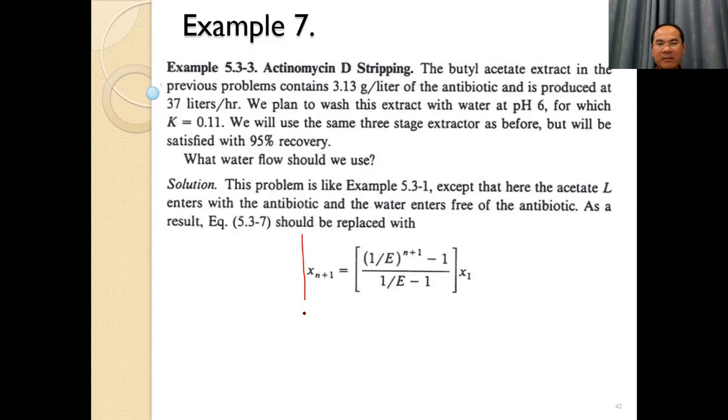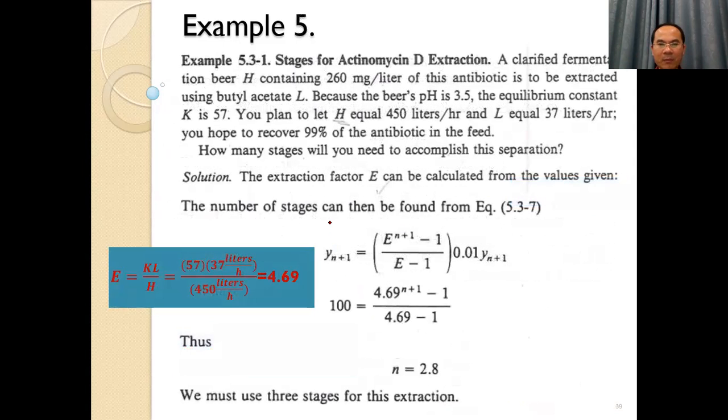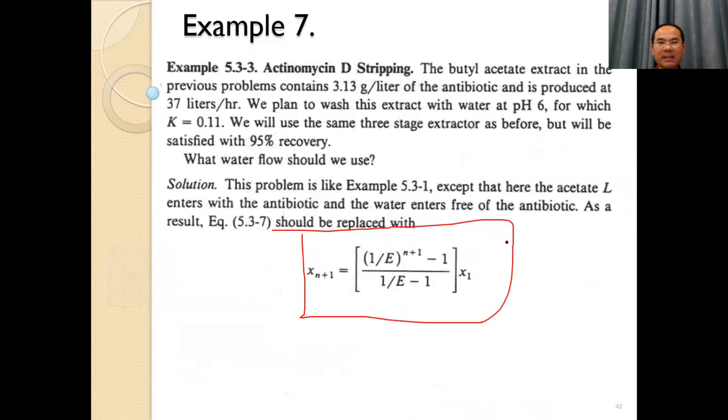Okay, this case we will express in terms of x. That's right, in terms of x, but previously we expressed in terms of y, because our y is the heavy phase. But for this case, our heavy phase is in terms of x. Because the butyl acetate is the heavy phase for this case. This heavy phase is x. But the light phase is water.